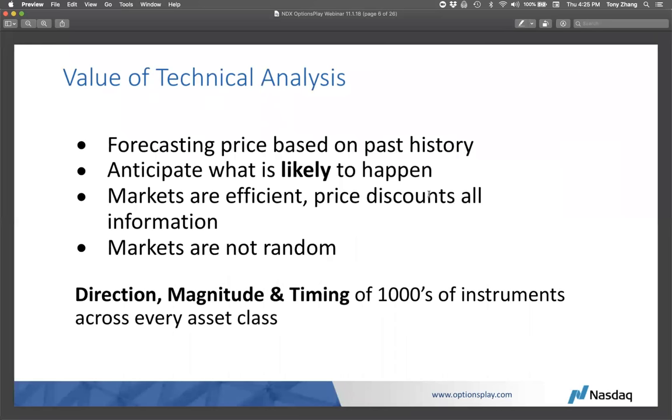So now that I've done a quick introduction of the Nasdaq-100 index, and many of you have probably been following it over the last few weeks as we've been in this very, very volatile market, I want to talk a little bit about the value of technical analysis and what it can provide us in terms of understanding how to trade and what direction to trade in.